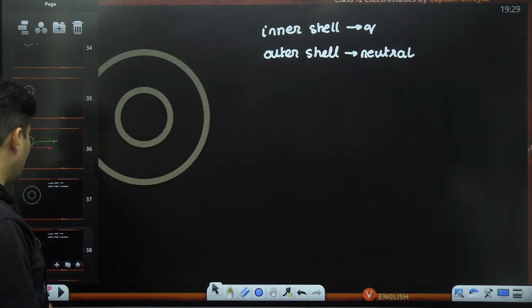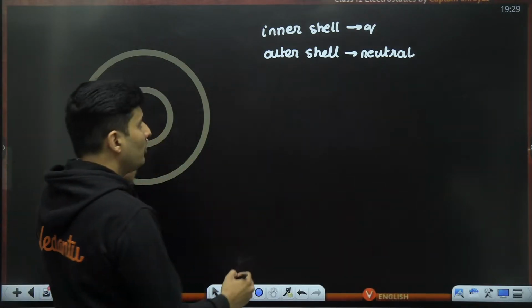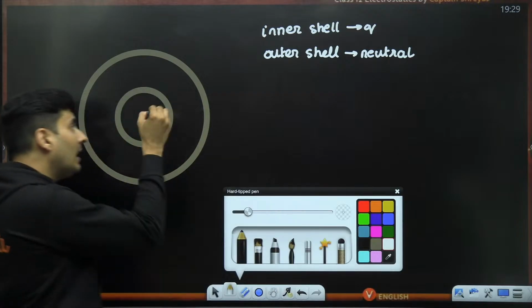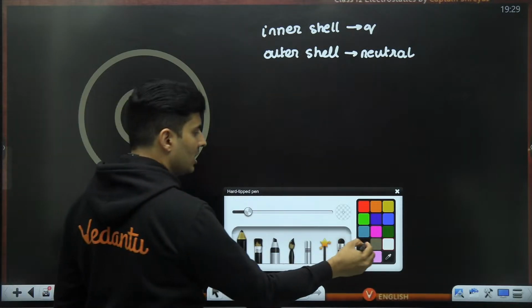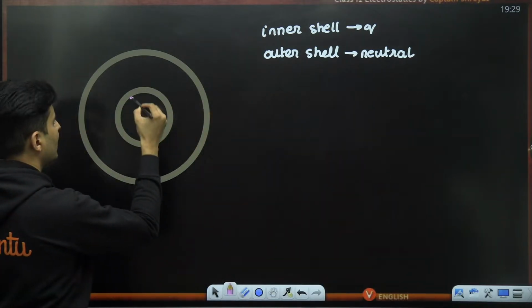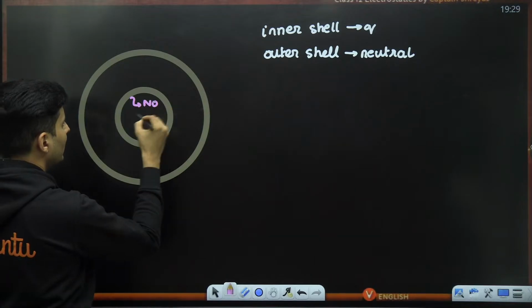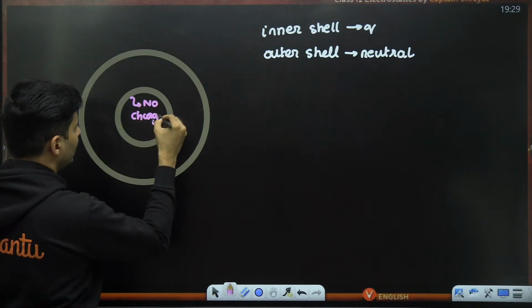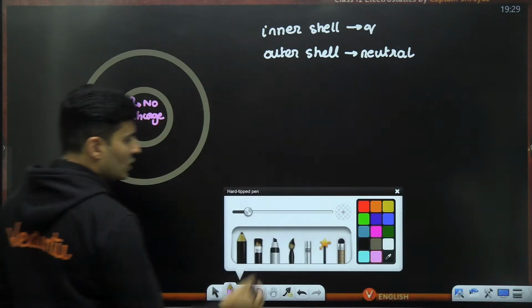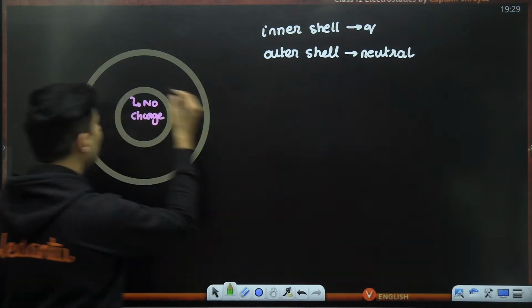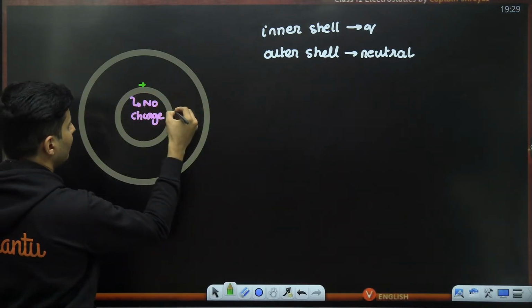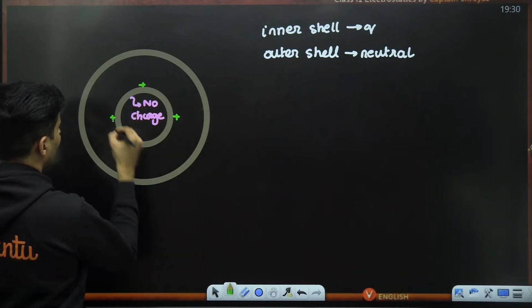Now, how will the charge distribution look? If you look at the inner shell, the inner part of the inner shell has no charge, so there is no reason for any charge to be over here. So there will be no charge on the inner shell's inner surface.